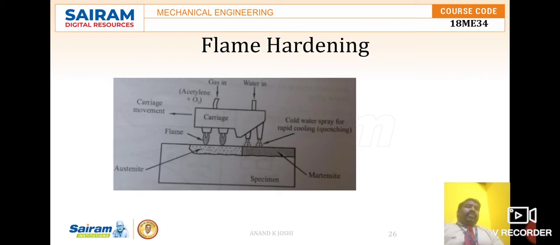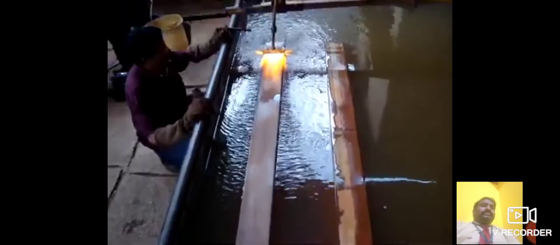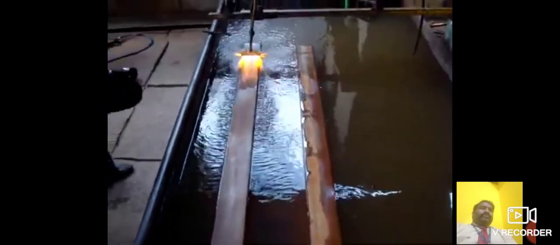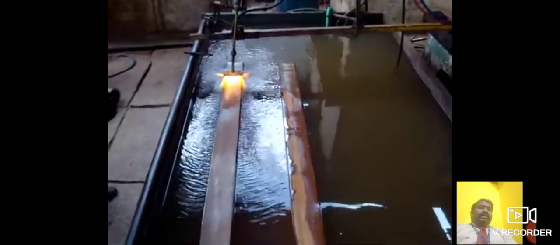so we can achieve a proper hardness of that material. Let us watch some videos related to this, so that we can understand this process in a better way. This is the process we take for the flat specimen. That is the real time experience, the video showing how the process takes place.